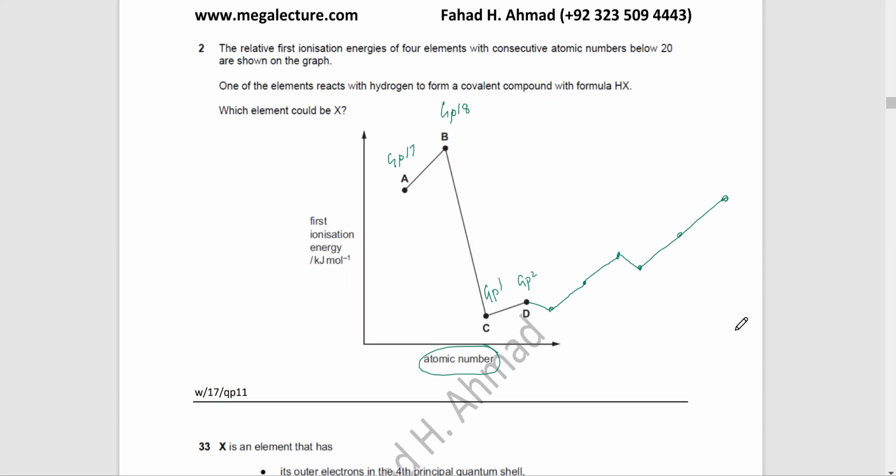Now, he's saying one of the elements reacts with hydrogen to form a covalent compound HX. We know that covalent compounds are formed by group 17 elements. So it's either going to be HF or HCl or HBr, whatever group 17 element he's talking about. So the answer would be A.